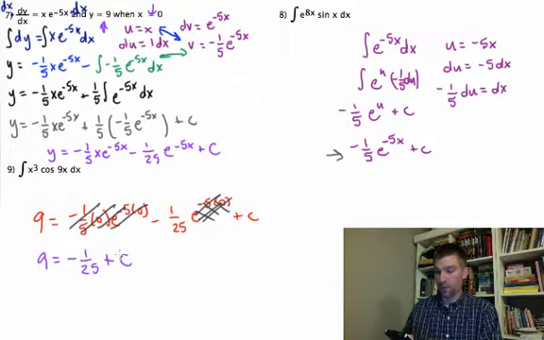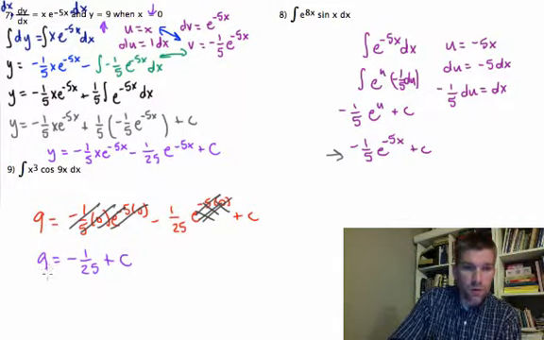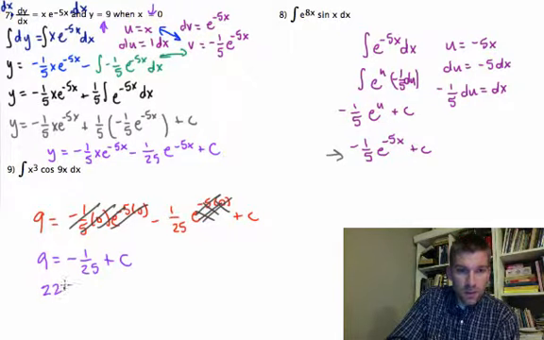Let me just double check. I get 226 over 25, which is what your answer says, 226 divided by 25.